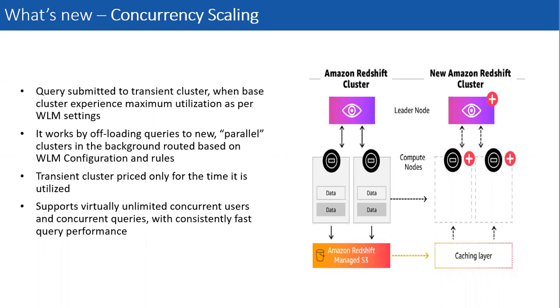But there are some limitations to the transient clusters. Only select queries can be run on the transient cluster, and external tables cannot be accessed from a transient cluster. Any table using an interleaved sort key cannot be used on a transient cluster. But the plus point of the transient cluster is that it provides 30 credit hours on a monthly basis, so for the 30 hours that you have used a transient cluster, you don't have to pay for that month. Anything more than that, you will have to pay.